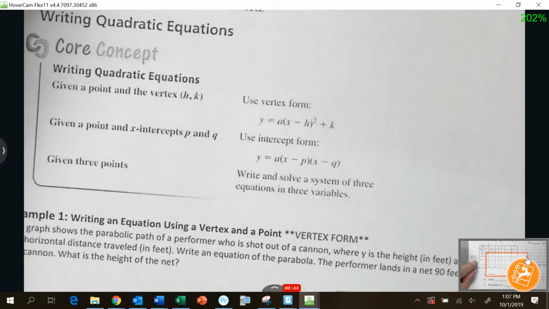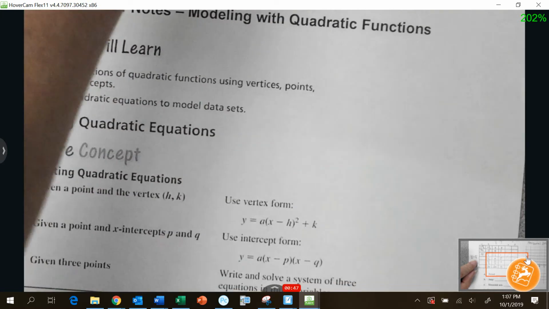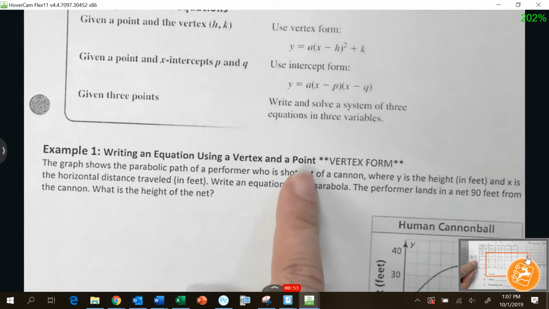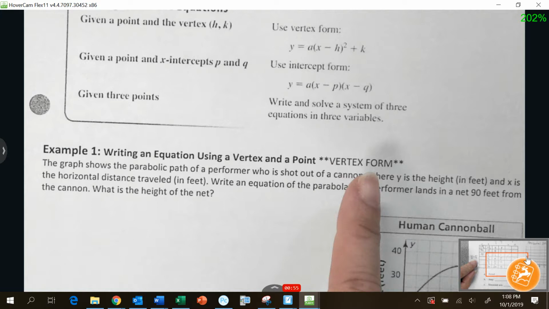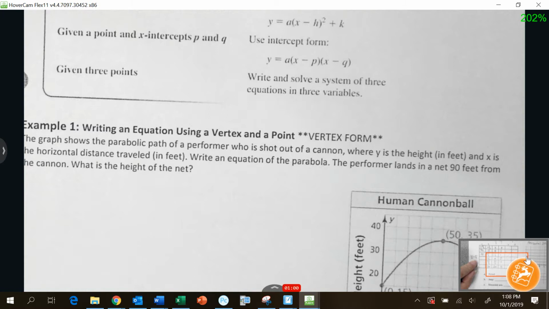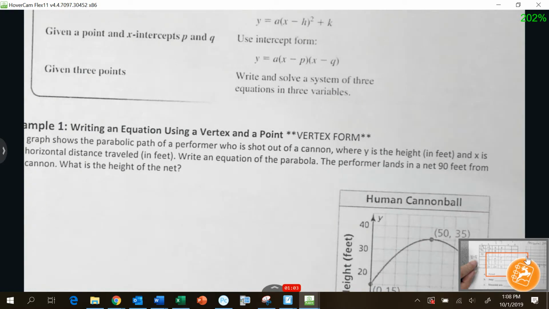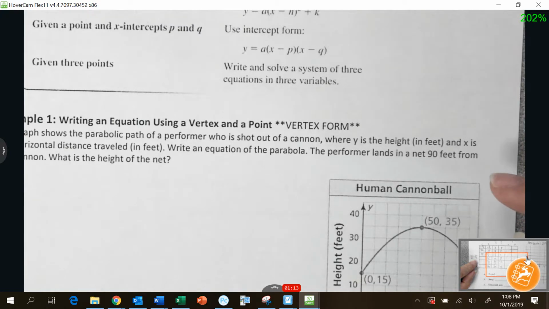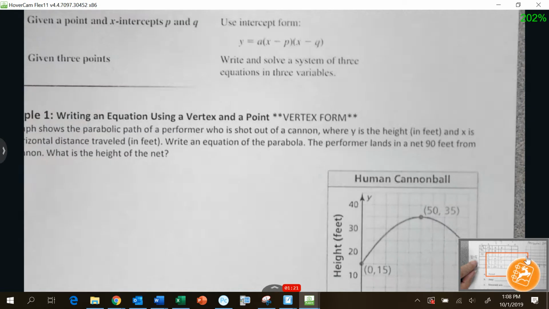Example 1. Writing an equation using a vertex and a point. If we use a vertex and a point, what form should we use? See how I wrote it there for you? Okay. So this graph shows the parabolic path of a performer who is shot out of a cannon. Write an equation of the parabola. The performer lands in a net 90 feet from the cannon. What is the height of the net? So you can see this picture right here.